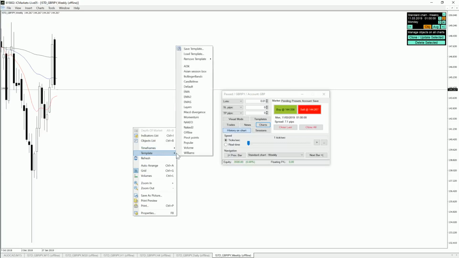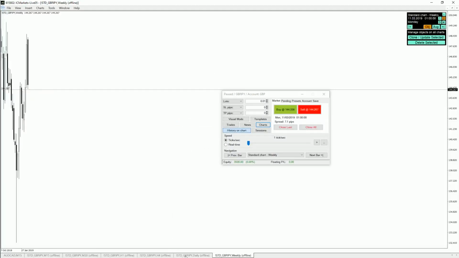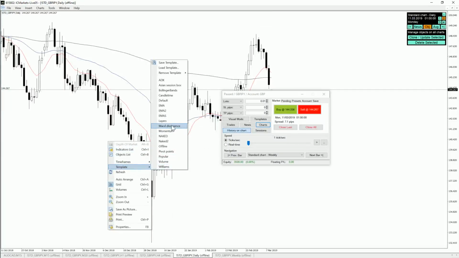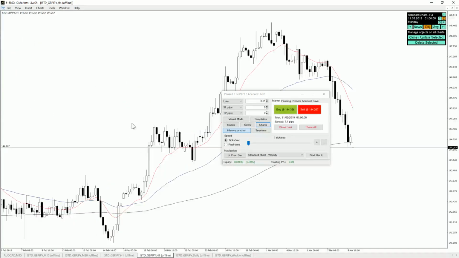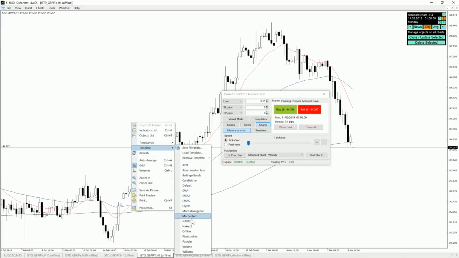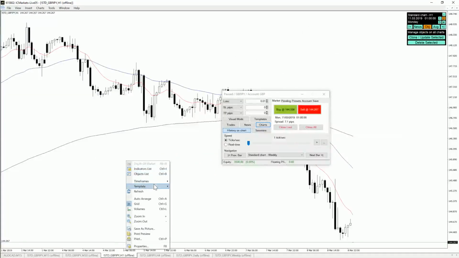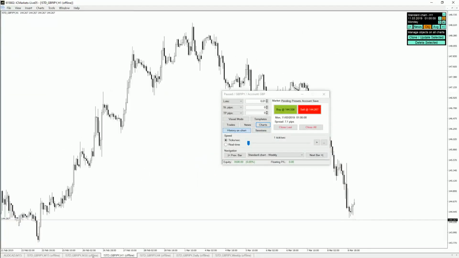Going to put on our naked templates over here. Go to the daily time frame, do the same thing. Let's go towards the 4-hour, 1 hour, 30-minute.